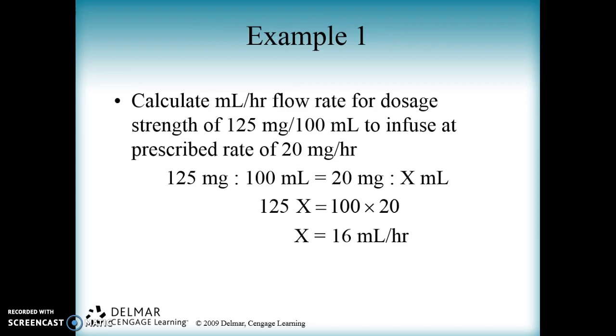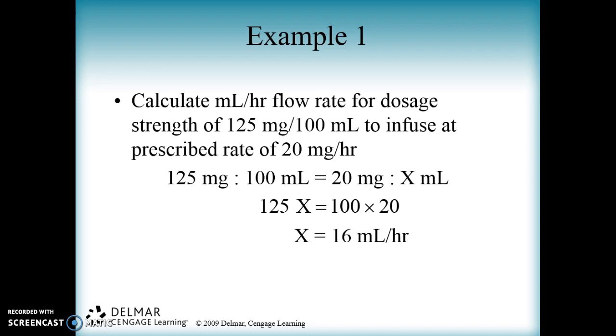This one says to calculate the milliliters per hour flow rate for a dosage strength of 125 milligrams per 100 mL, and we want to give them 20 milligrams per hour. Just to put it out there right away, this one does not give you a range. We're only looking for specifically 20 milligrams per hour. So what you want to do is put on one side of the equation what the dose is that the doctor ordered.